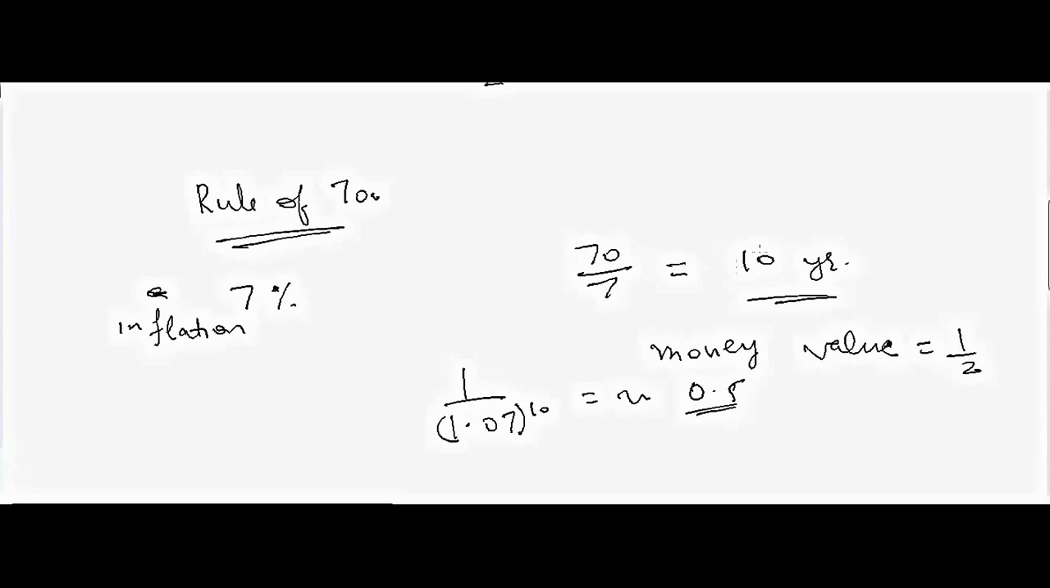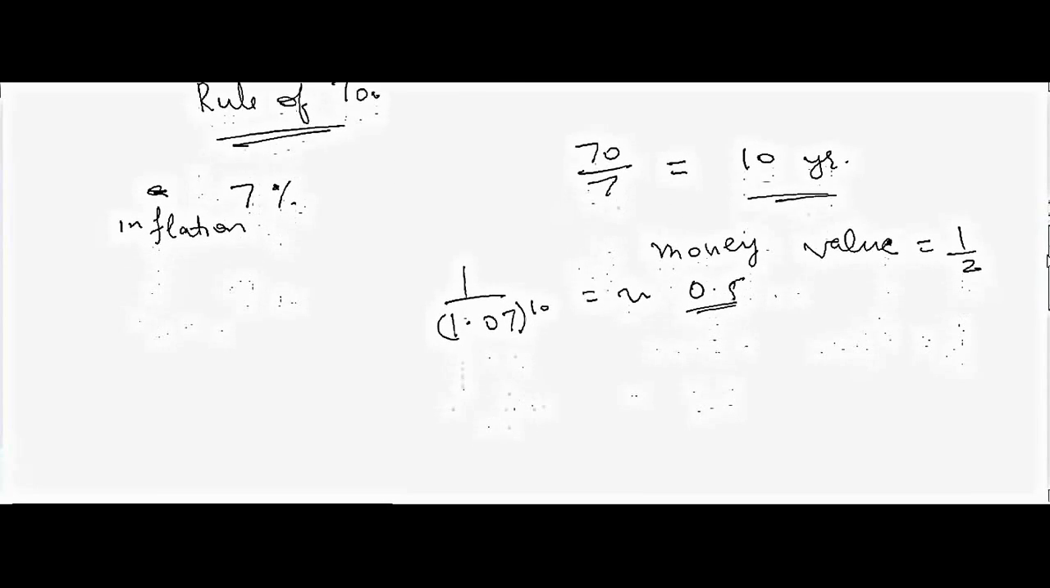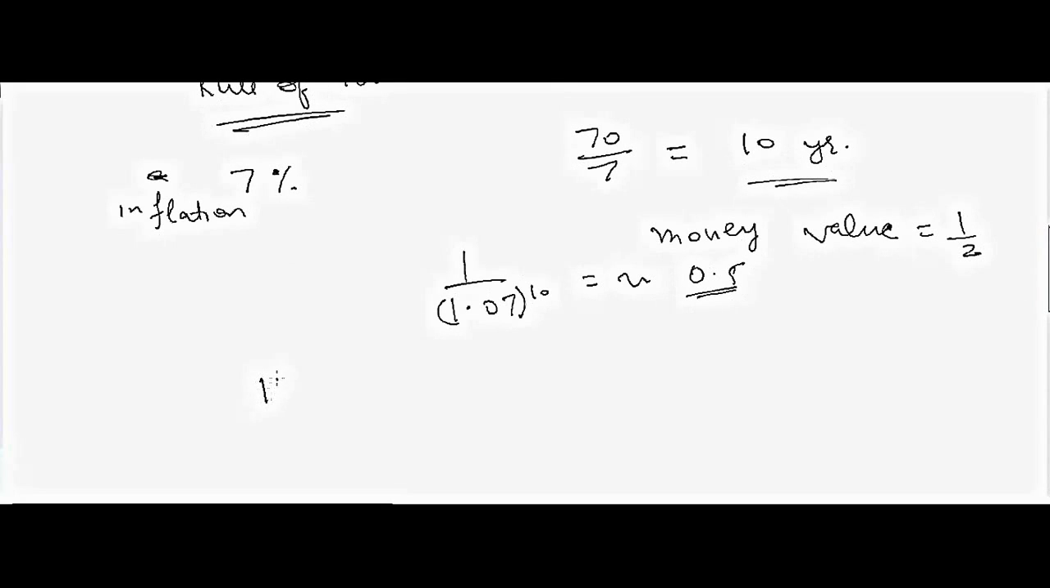And the same way, if the inflation is 14%, then it will take you 70 divided by 14, which is equal to 5 years. So this is what we call the rule of 70. So these were the rules.